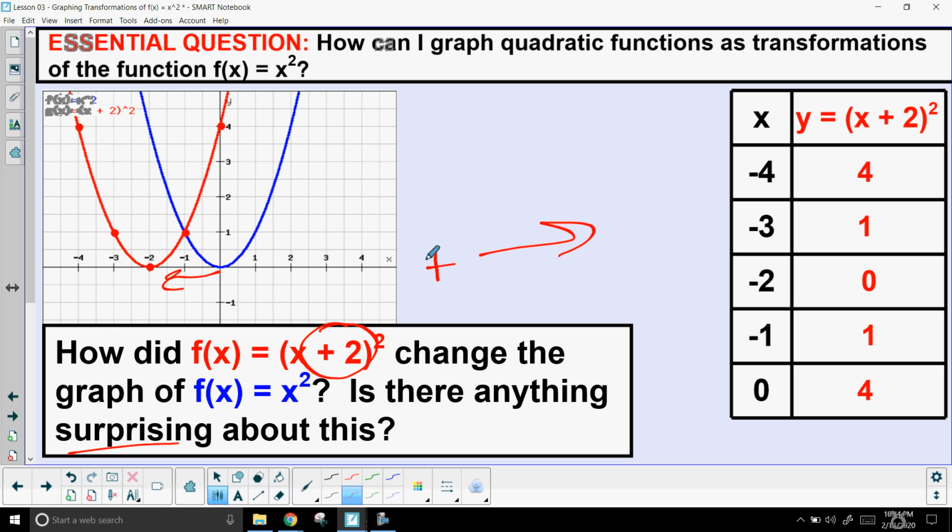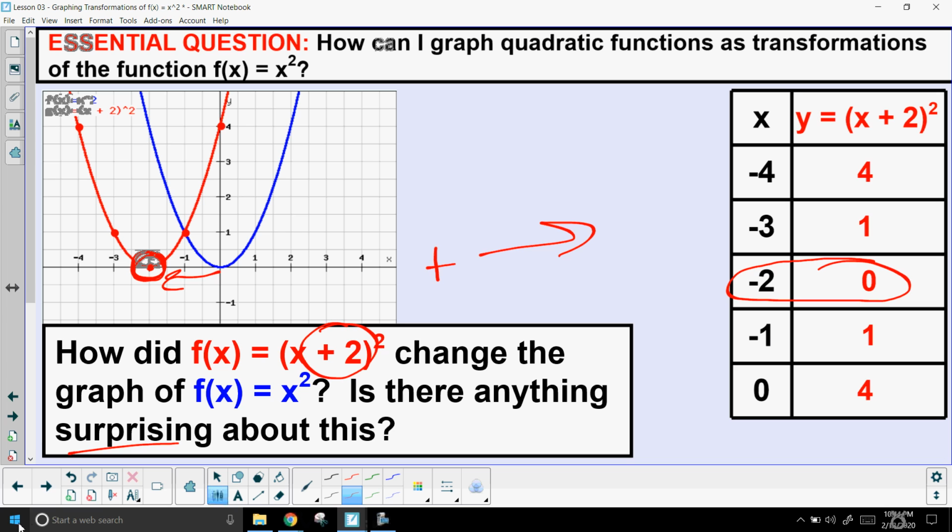Notice the vertex is still in the middle. -2, 0. So this concept we need to keep in mind. Opposite, going back to that idea of strange things in parentheses. This graph shifted to the left even though it was positive. Now with that mindset, let's move on to this next one.